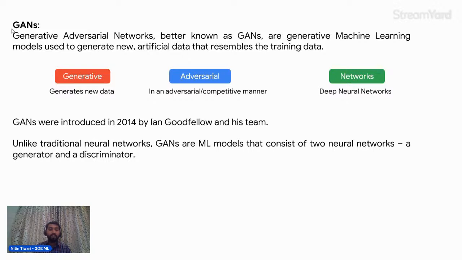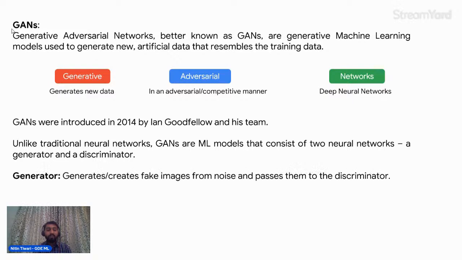So as I said, unlike traditional neural networks, GANs are ML models that consist of two neural networks. One of them is called the generator, and the second one, the counterpart of the generator, is called the discriminator. We'll try to understand the functionality of each of these neural networks one by one. The generator generates or creates fake images from noise and then passes them to the discriminator. I'll try to keep this as simple as possible so that you can understand every bit of the session. So it's pretty simple, right?